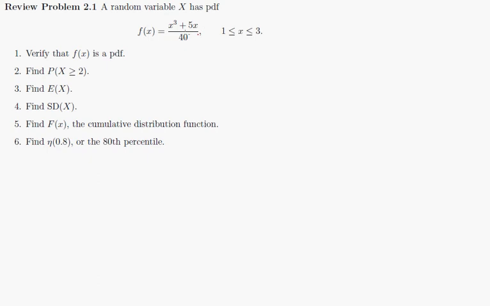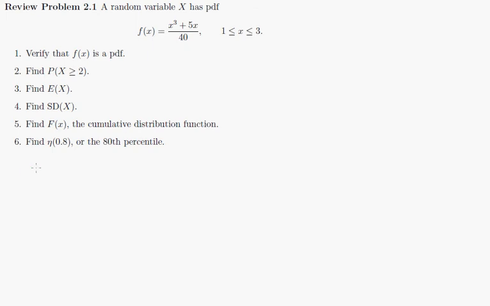It is clearly a non-negative function if x is between 1 and 3. We have that x is positive, and so x cubed is going to be positive, 5x is going to be positive, and so x cubed plus 5x is positive, and so x cubed plus 5x over 40 will be positive. So clearly the non-negative component is correct.